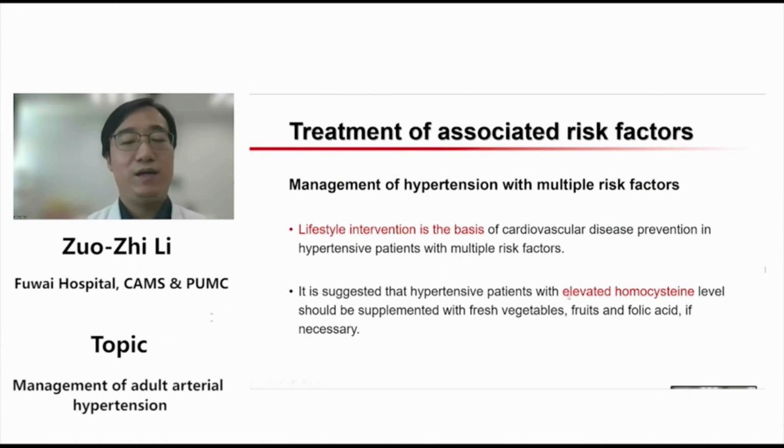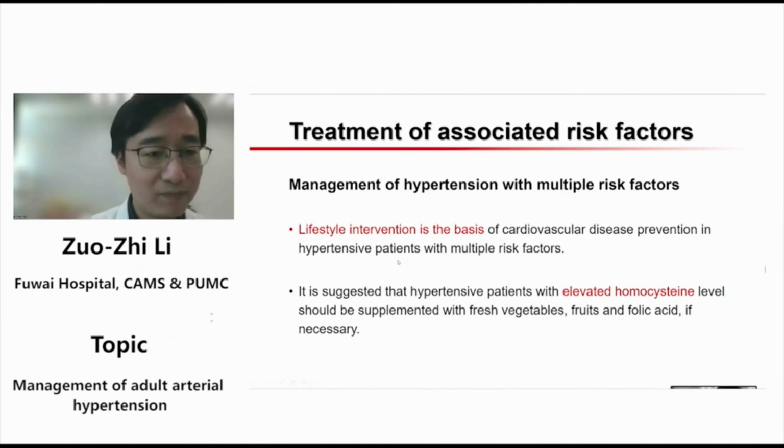So, lifestyle intervention is the basis of cardiovascular disease prevention in hypertensive patients with multiple risk factors, as we have stated in the previous slides. And it is also suggested that hypertensive patients with elevated homocysteine levels, that is often referred to as H-type hypertension, should be supplemented with fresh vegetables, fruit, and also folic acid if necessary.